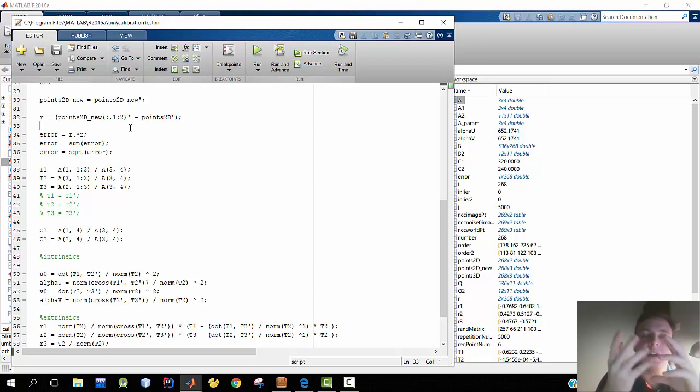Why we are doing that? Because the error will give us the robustness, I think that is the right word to use here, of our model.